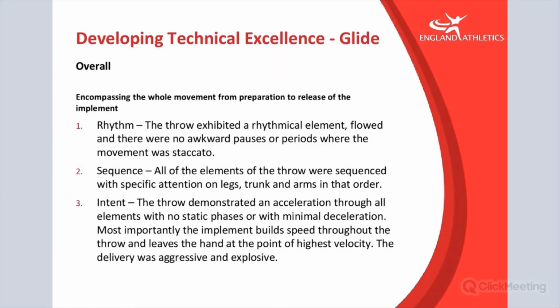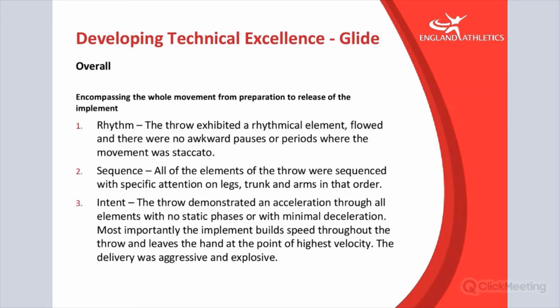Second one, sequence. So it's making sure that all the elements of the throw were sequenced in the correct order, and typically that's legs, trunk, arms, in that order. So are we seeing the flow of the activity happen in the right order, or are we seeing some timing issues where we're seeing trunk activation before hip activation, for example? That would be a massive indicator where there's probably a sequence issue.